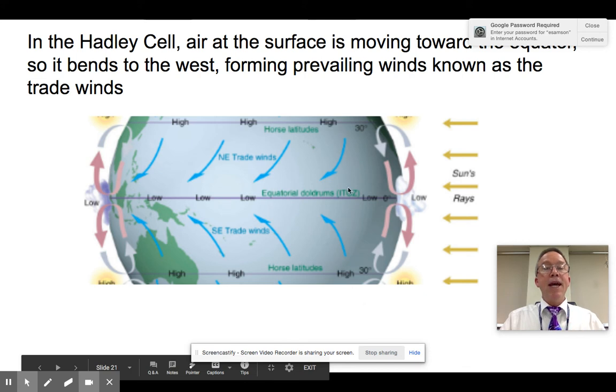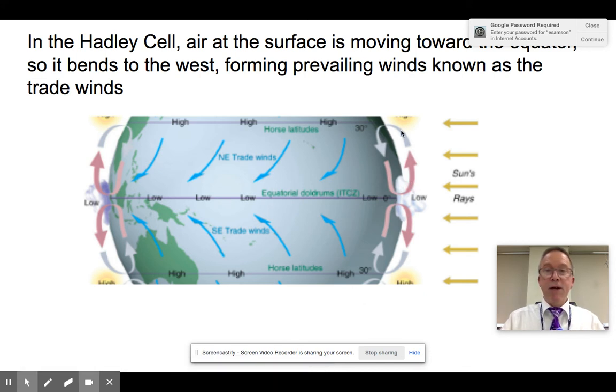So in the Hadley cell, where air is rising at the equator and then sinking at 30 degrees and returning from 30 degrees to the equator, so it's moving towards the equator at the surface, it deflects in a westward direction. So we get what we call the trade winds. Between 0 degrees and 30 degrees, we find winds that tend to blow in this direction. And the closer I get to the equator, the more westwardly they go.